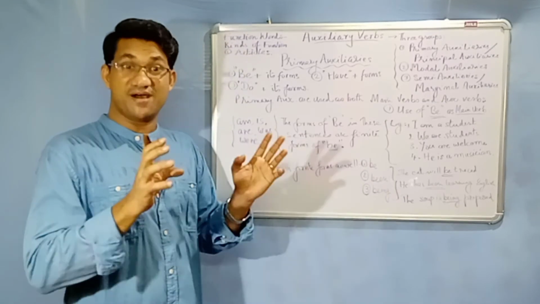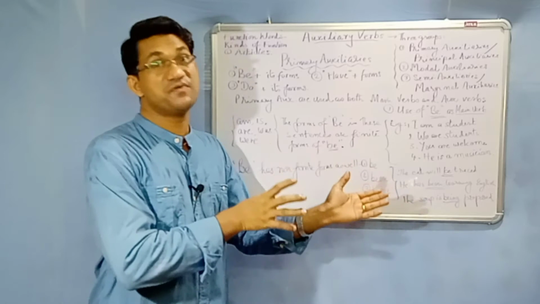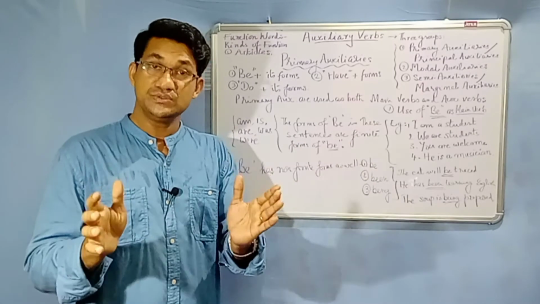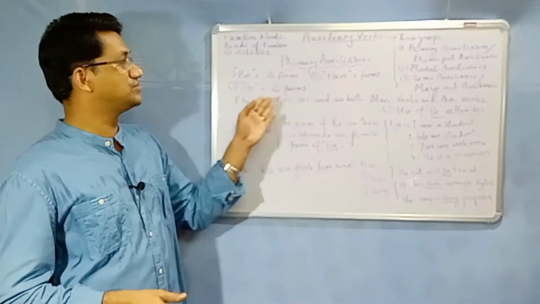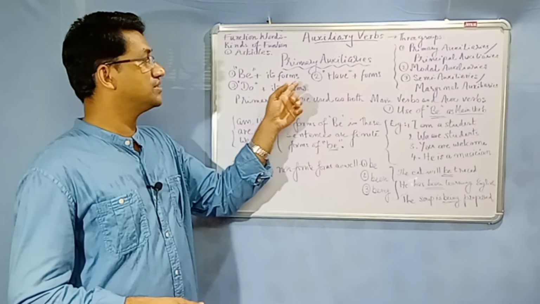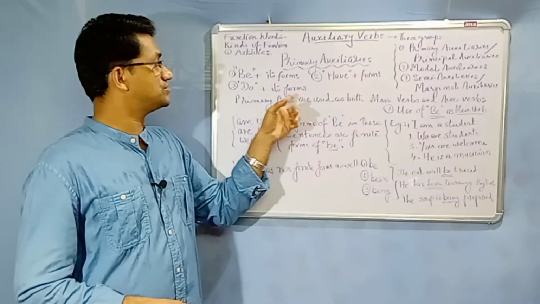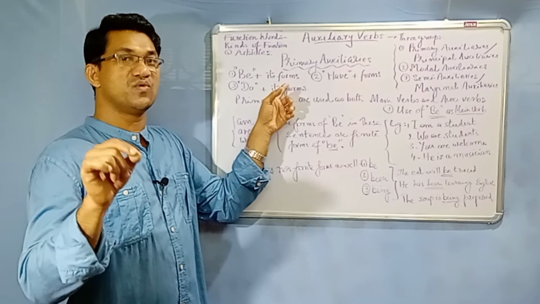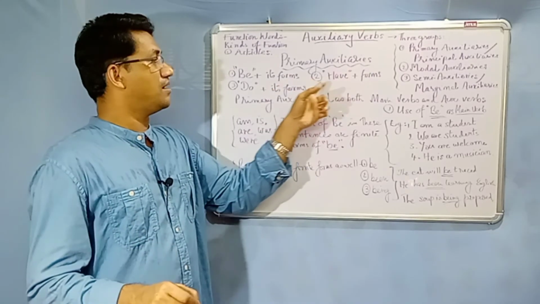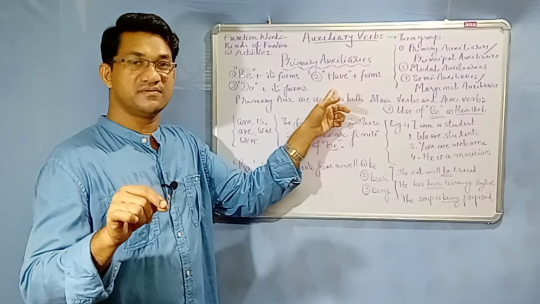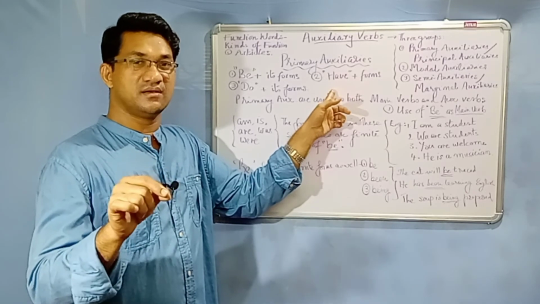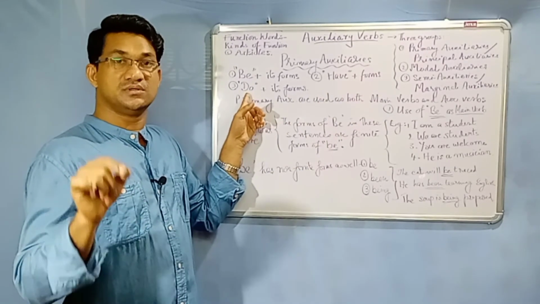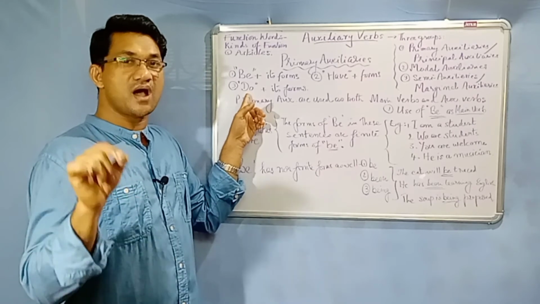All right. So we have three primary auxiliaries: be and its forms, have and its forms, do and its forms. And what are the forms of be? Am, is, are, was, were, been, being. And what are the forms of have? Have, has, had, having. And what are the forms of do? Do, does, did, done, doing.